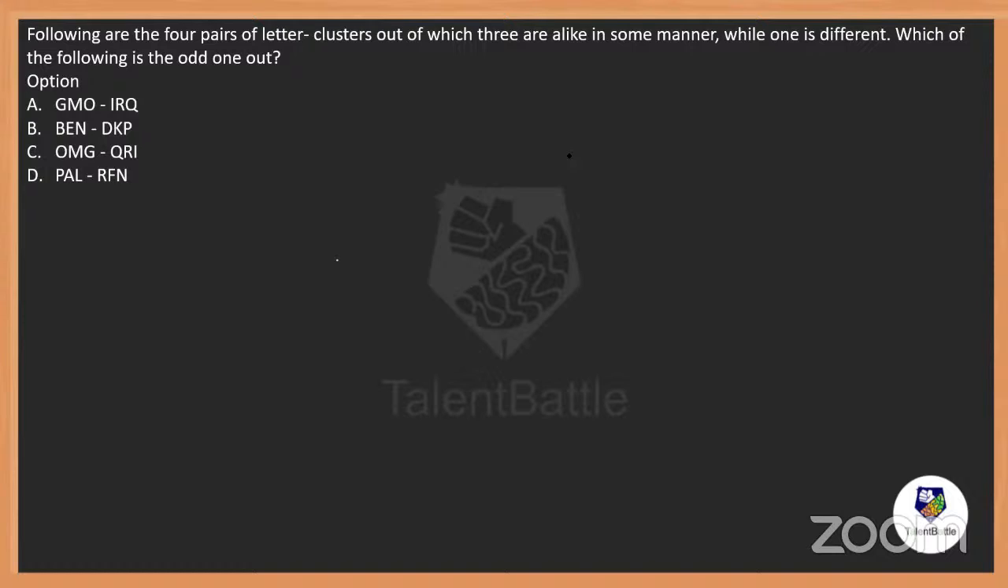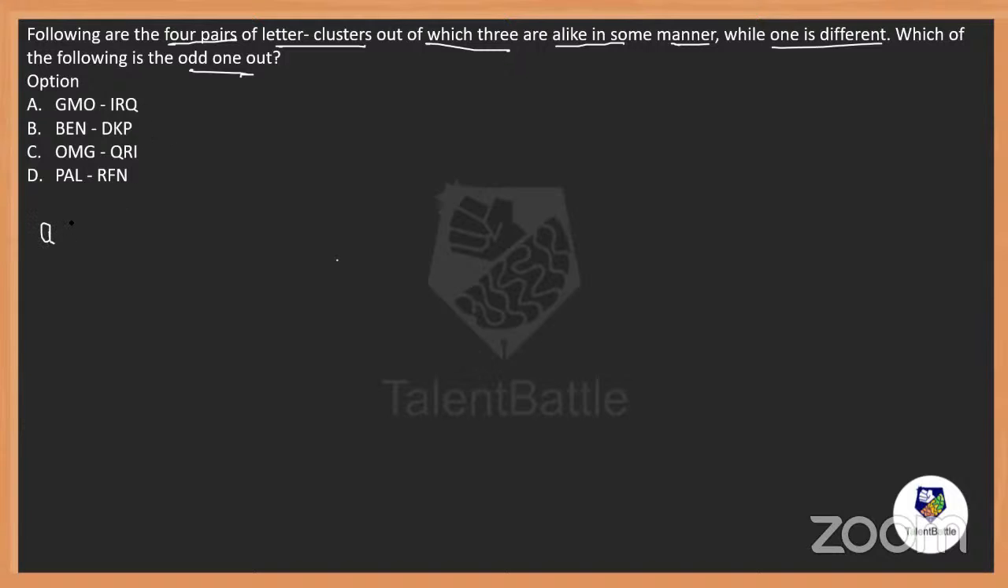Option D. Option B. Option B is correct, I guess. Which of the following are the four pairs of the letter clusters out of which three are alike in the same manner? So somehow they are connected, while one is different. Which of the following is the odd one you need to identify? You need to know alphabets and their numbers to solve this kind of letter series based questions.